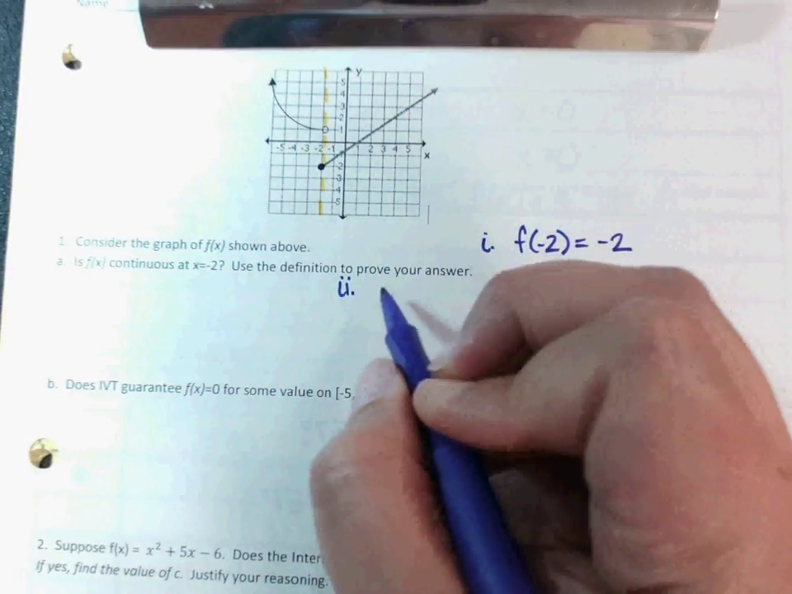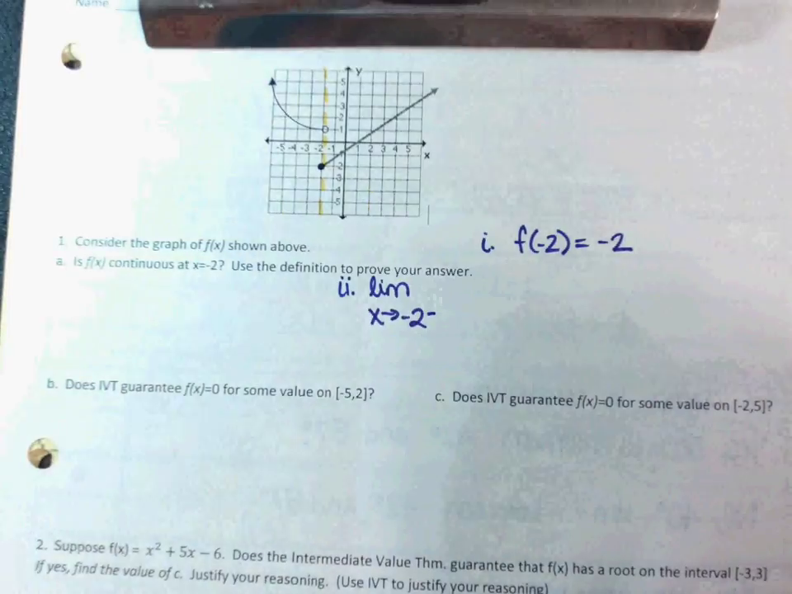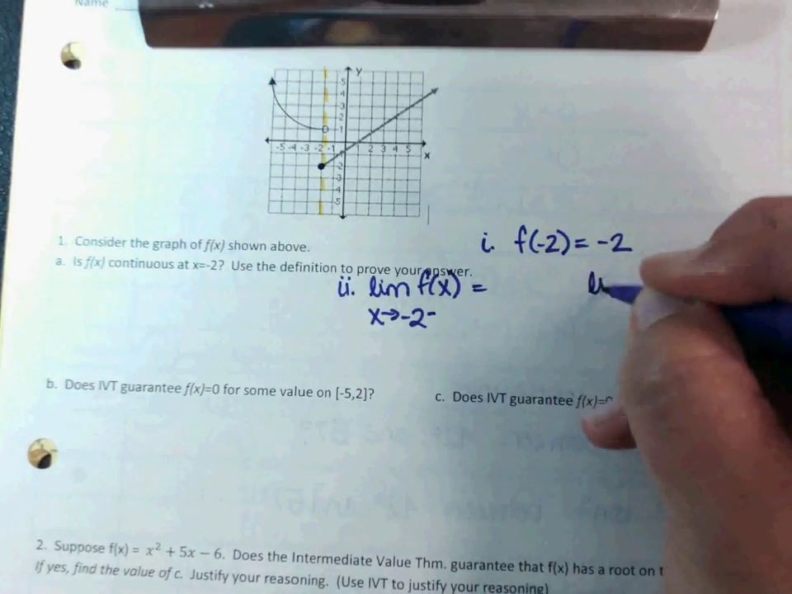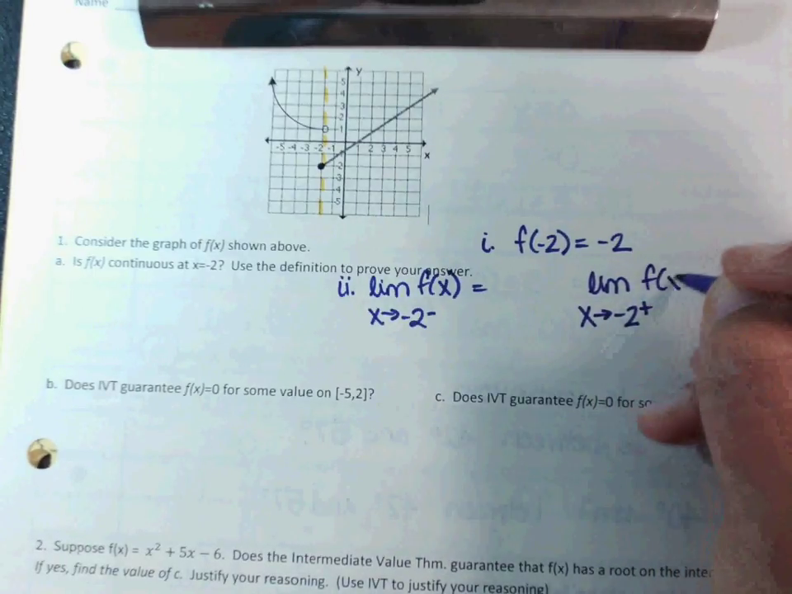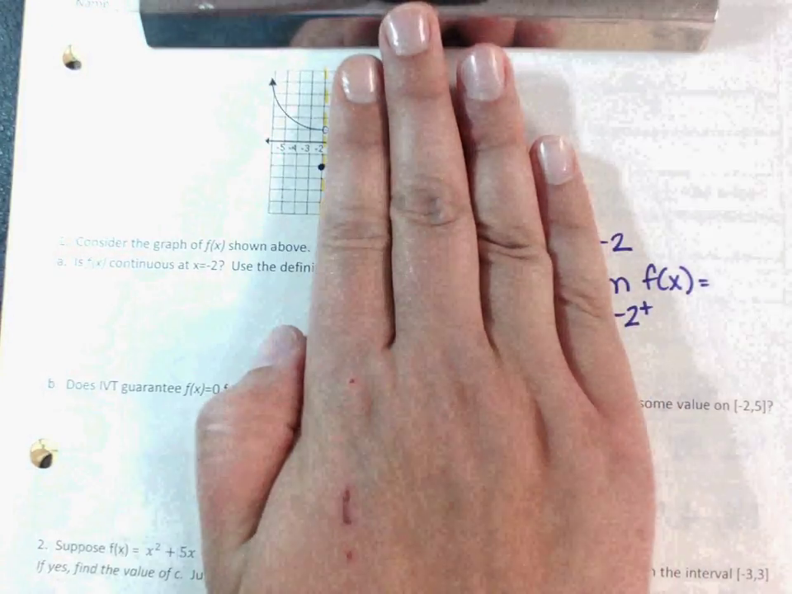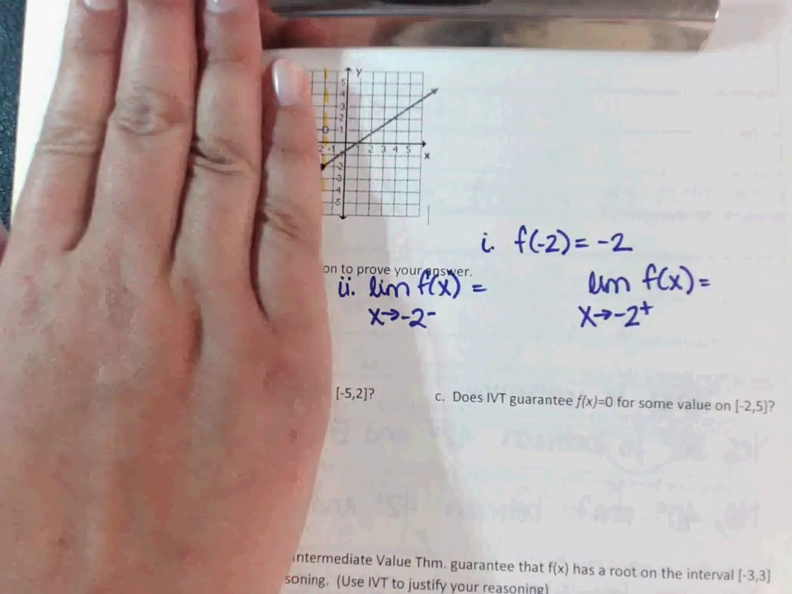Okay, very good. I want the limit as x approaches negative 2 from the left of f of x. And then I want the limit as x approaches negative 2 from the right of f of x. Now, looking at the graph, remember, you just cover it half at a time. So if I want to do the left limit, I'm going to cover this side. Where does it look like it's going to? What height? 1. What about the other side?